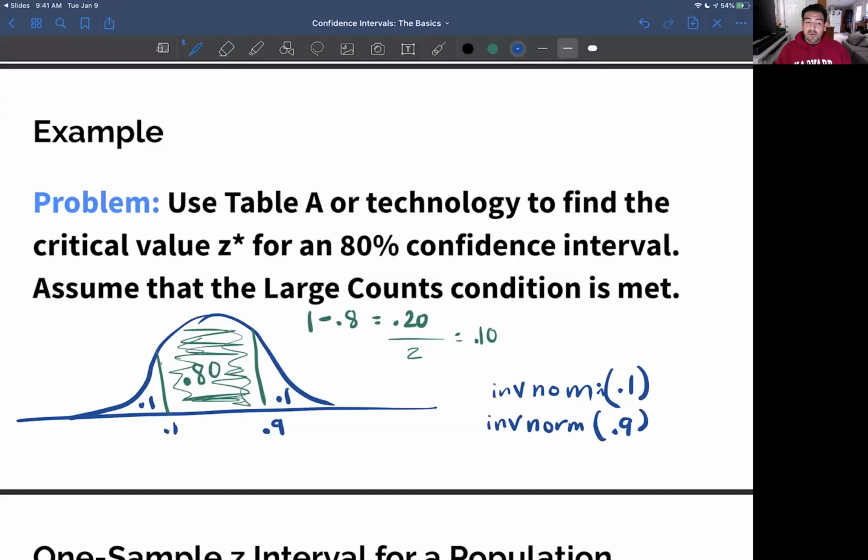The inverse 10 or the inverse 90 will still give us the same critical value. The only difference is one will be negative and one will be positive. So just like before in your calculators, go to math, statistics, distributions, and inverse norm with an area of your choice. You're going to get 1.28. That's saying if I want to construct a confidence interval with a level of confidence of 80%, the critical value that I'm going to use is 1.28.